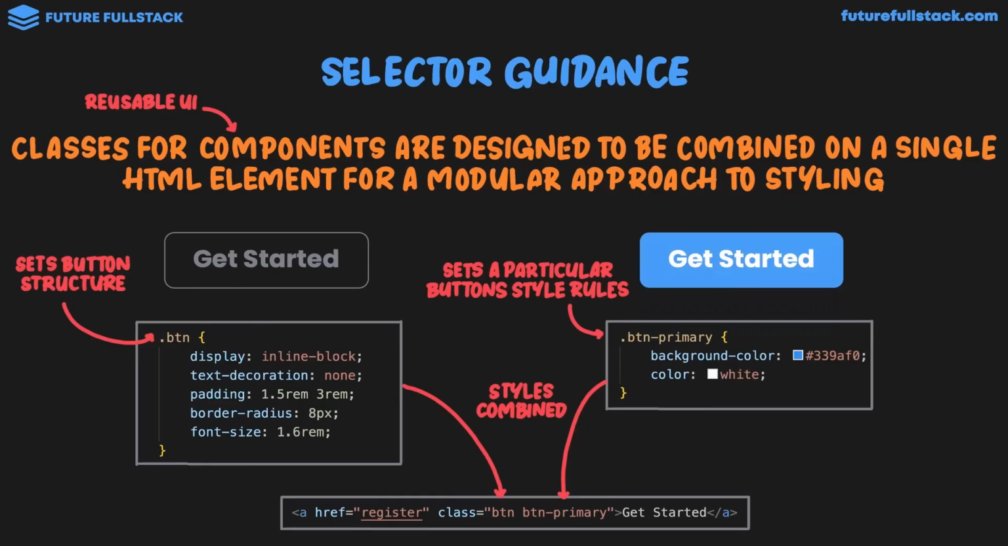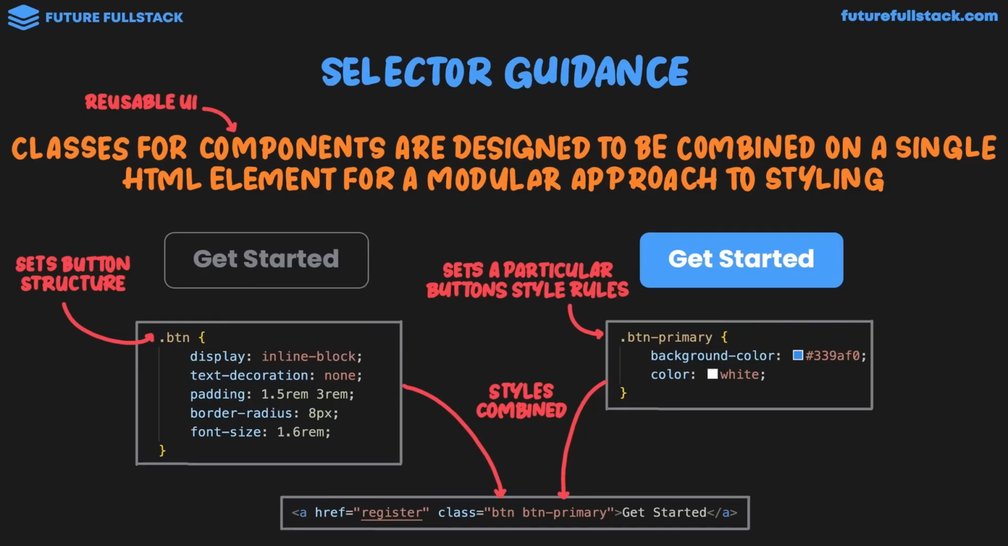And again, the structure of the button is from the btn class, whereas the specific styling of the background color and white text is from our btn-primary class. So this all seems a bit confusing just to give us a button. So let's now look at why this method is so powerful.